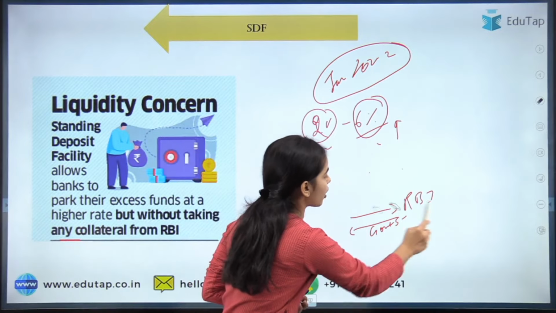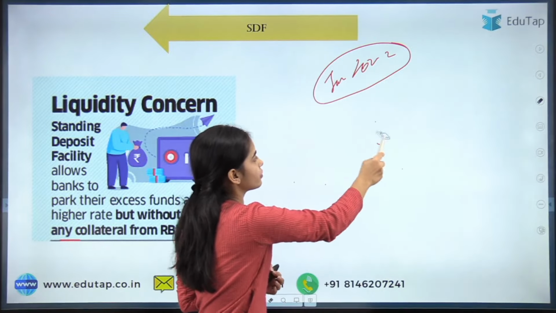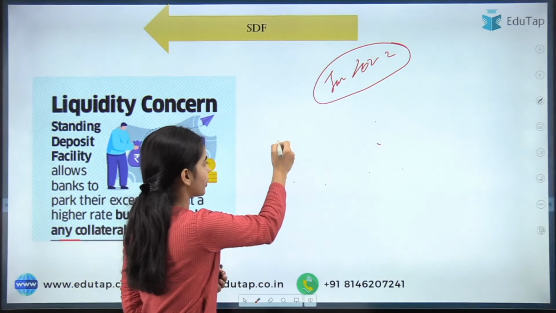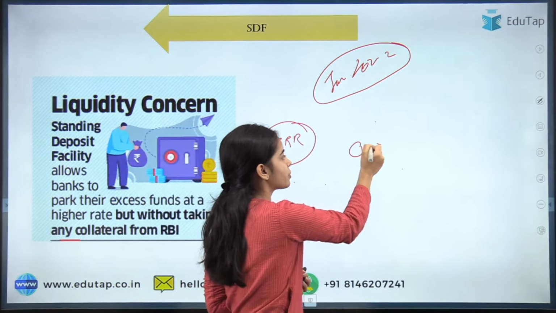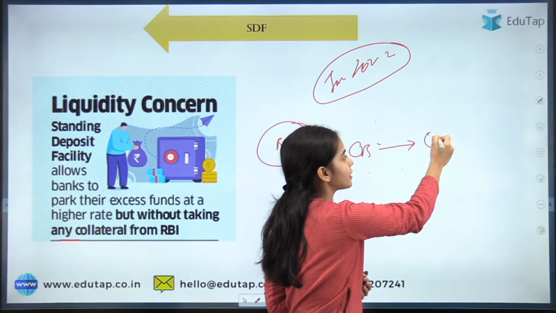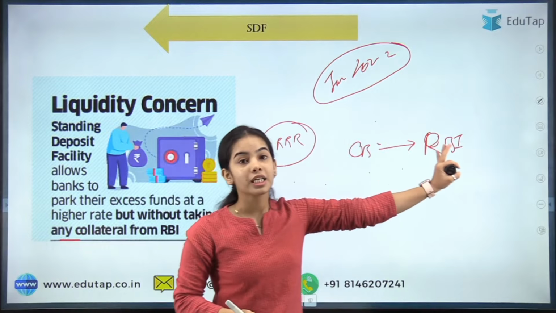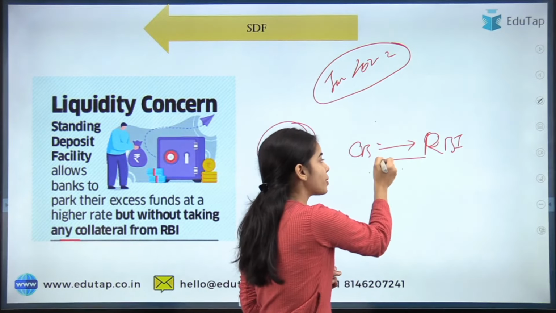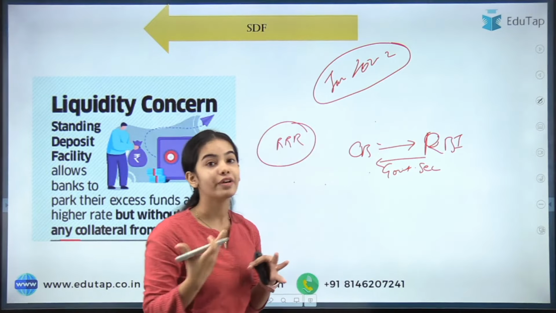So what was the problem in the reverse repo rate? Now I hope you have understood it. Under the reverse repo instrument, what was happening? The commercial banks were depositing their money with the Reserve Bank of India, and the Reserve Bank of India had to give government securities of the same or near value.